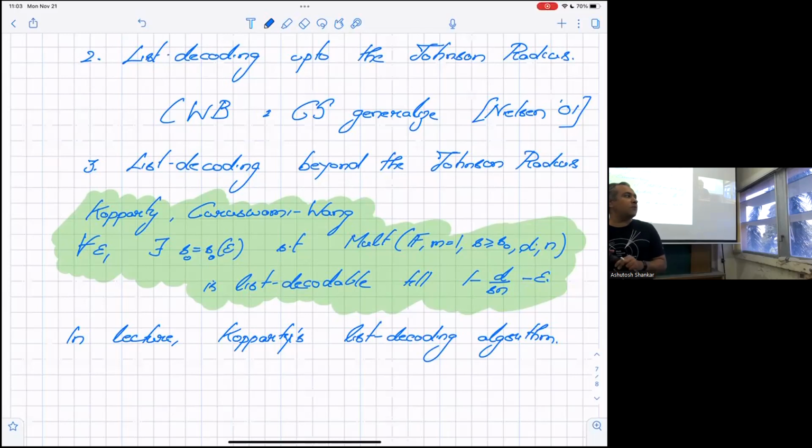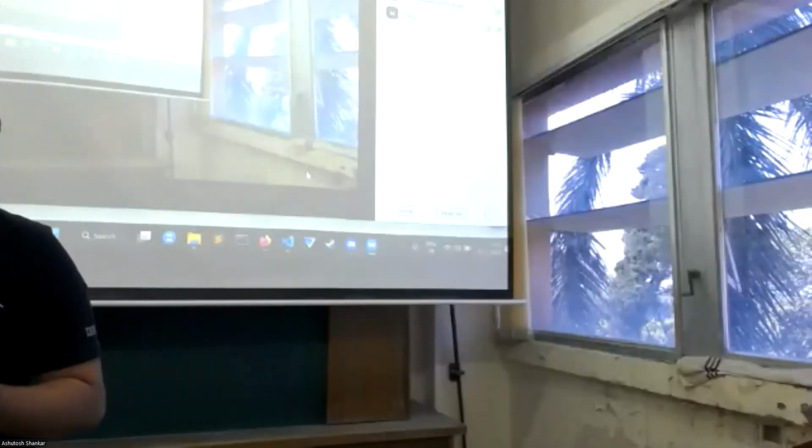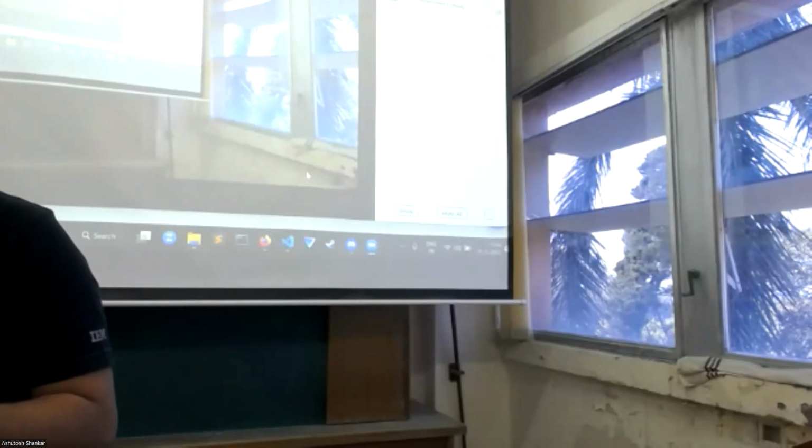Not even the GV curve. These codes are better, they are not on the GV curve. So I don't even mean this. I just mean a family of codes, which have good rate and which are recoverable up to delta minus epsilon.